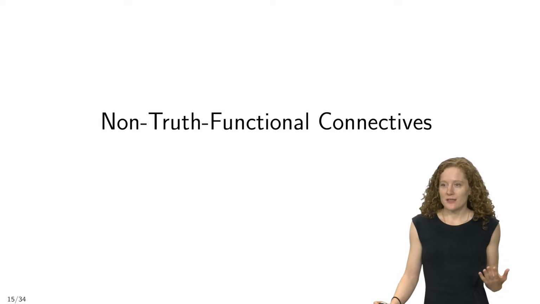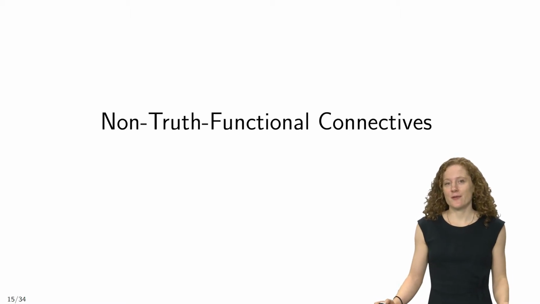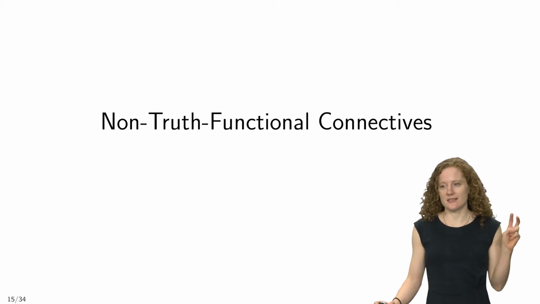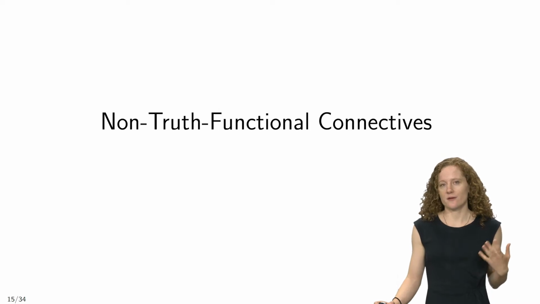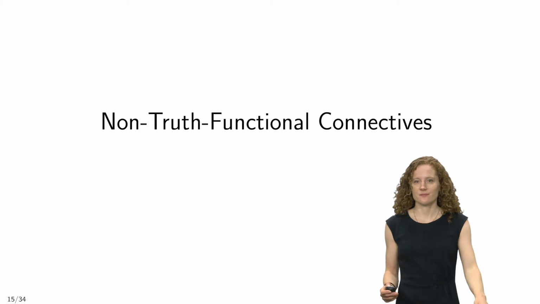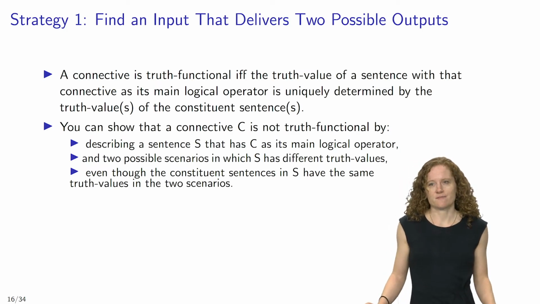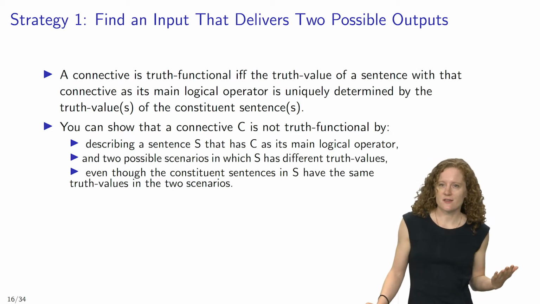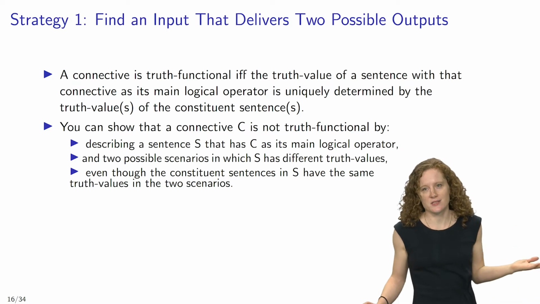What I want to do here is to develop two strategies for showing that a given connective is not truth functional. And I will thereby focus on the connective necessarily and show two strategies for establishing that this connective is not truth functional. So here's the first strategy. In short, the strategy is find an input that delivers two possible outputs.